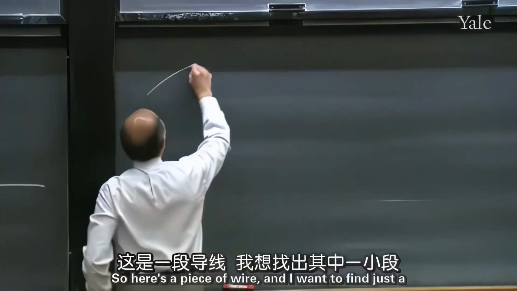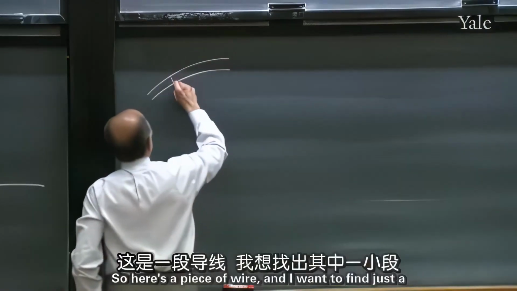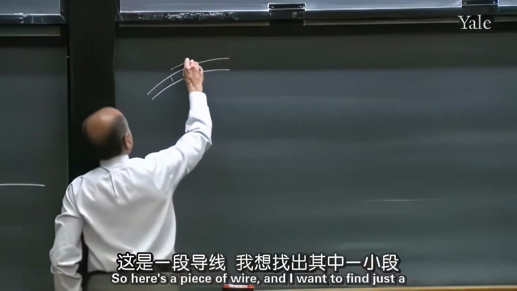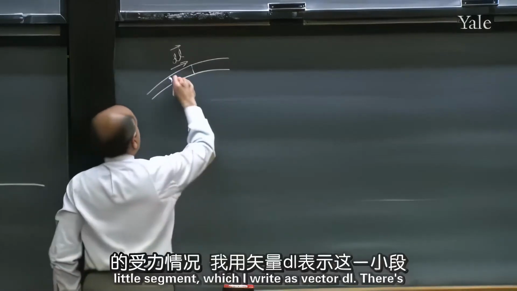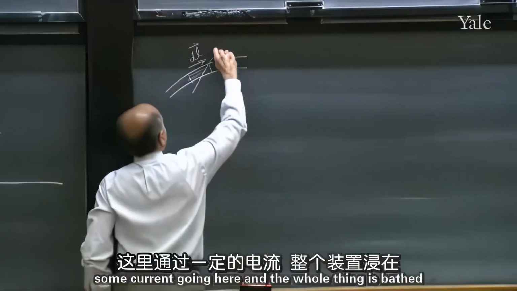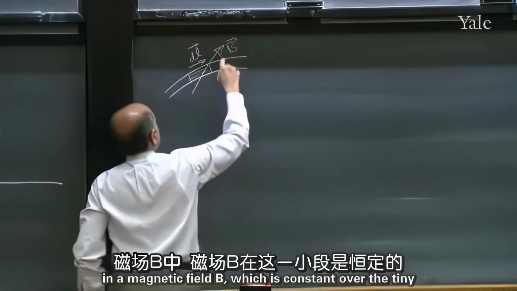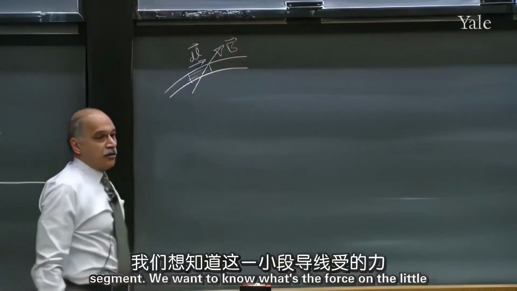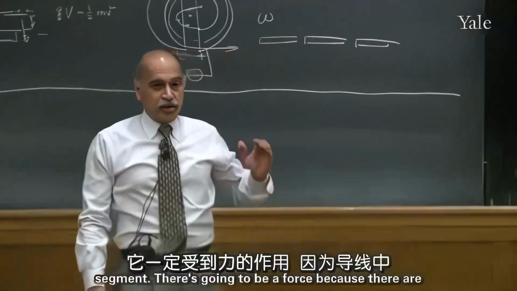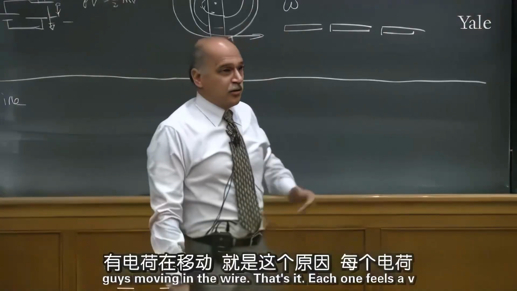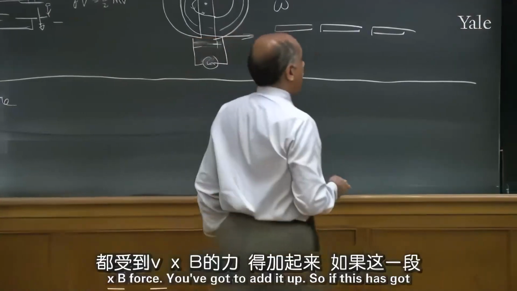So here's a piece of wire. And I want to find, there's a little segment, which I write as vector dl. There's some current going here. And the whole thing is bathed in a magnetic field B, which is constant over the tiny segment. We want to know what's the force on the little segment. There's going to be a force because there are guys moving in the wire. Each one feels a q v cross B force. You've got to add it up.